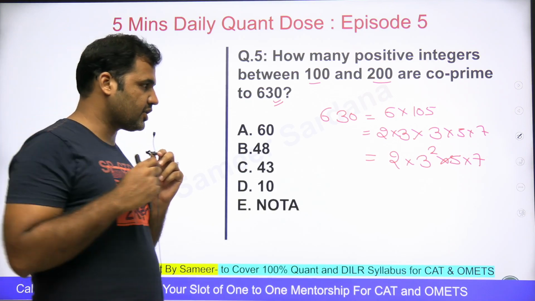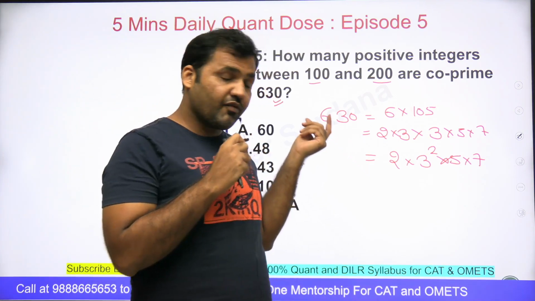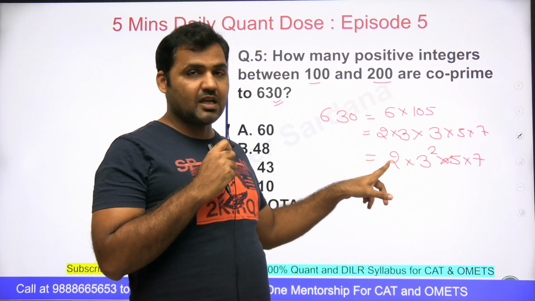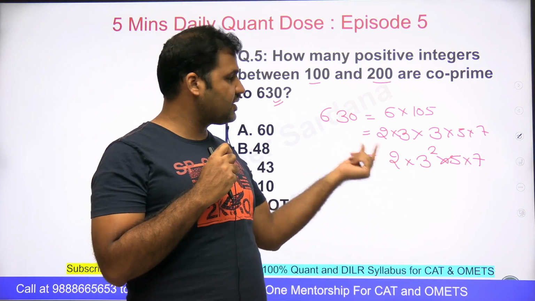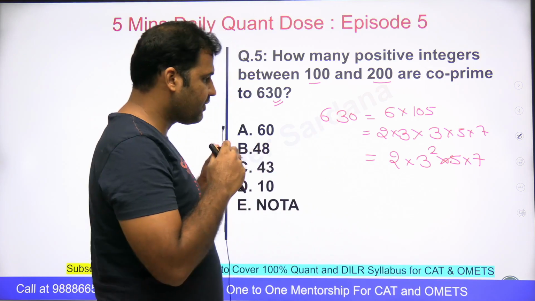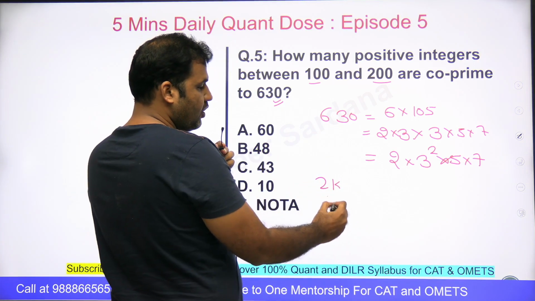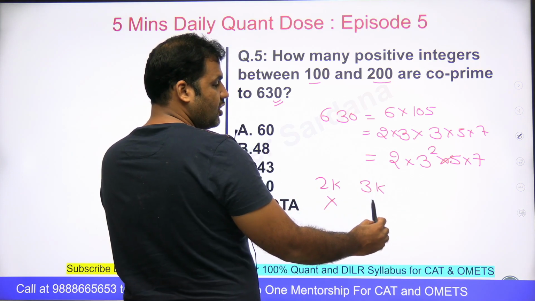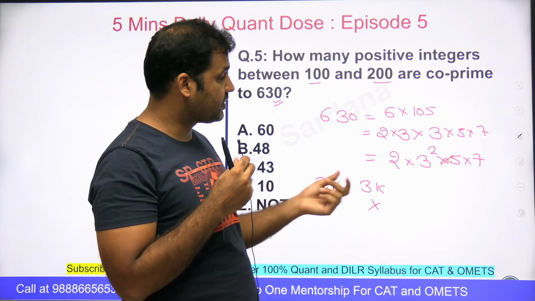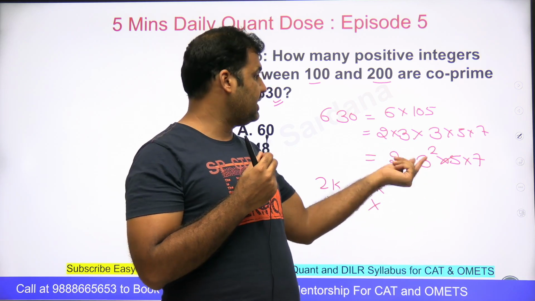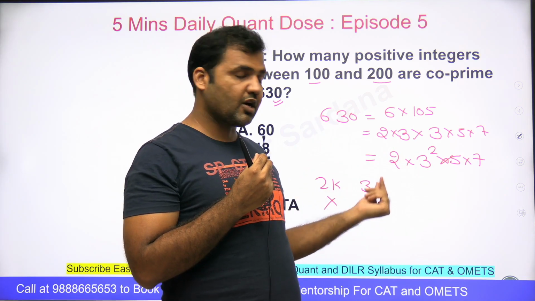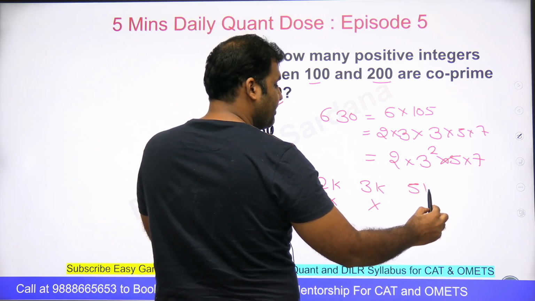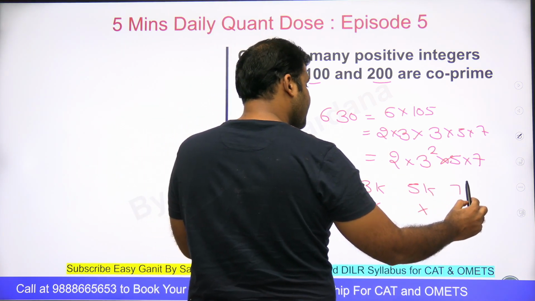So can I say that if I want a number to be co-prime with 630, it should not be a multiple of 2, because 2 is a factor of 630. Any number which is a multiple of 2 will not be co-prime. Any number which is a multiple of 3 will also not be co-prime with 630, because 3 is a factor of 630. Similarly, it should not be a multiple of 5 and not a multiple of 7.